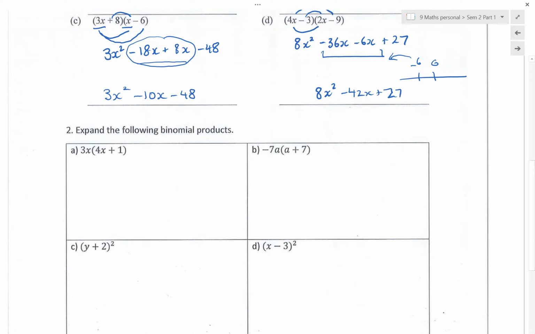Now I'm going to very quickly do these. 3x times 4x is 12x squared. 3x times 1 is 3x. We are done. -7 times a is a squared. -7a times +7 is -49a.